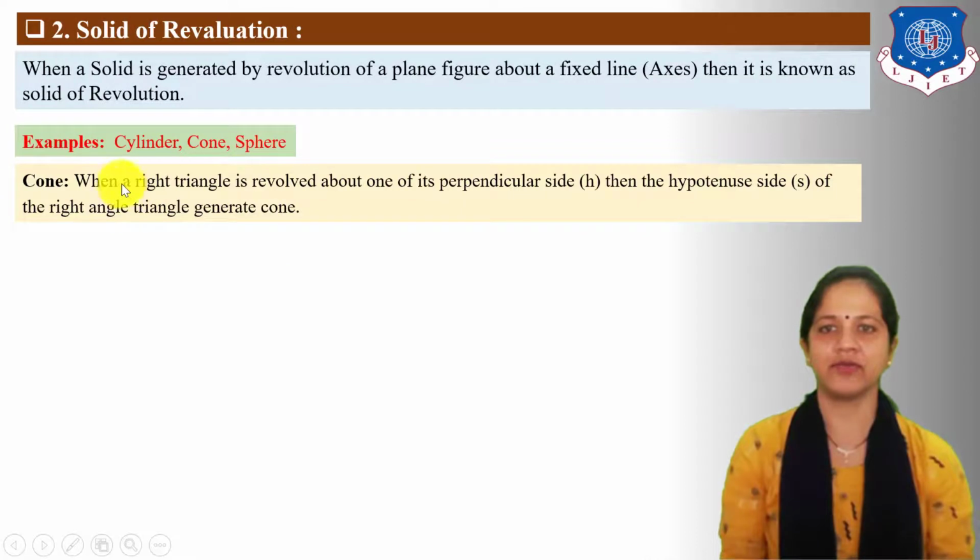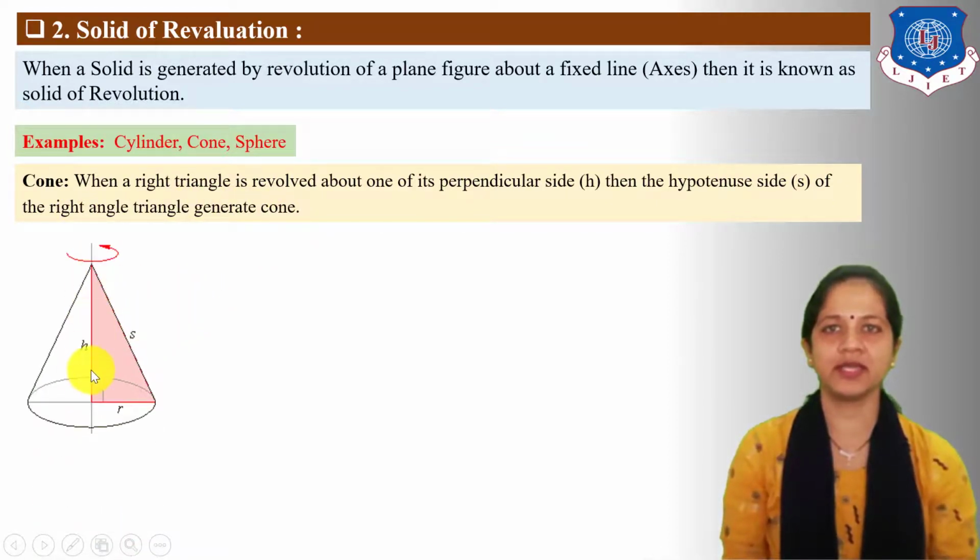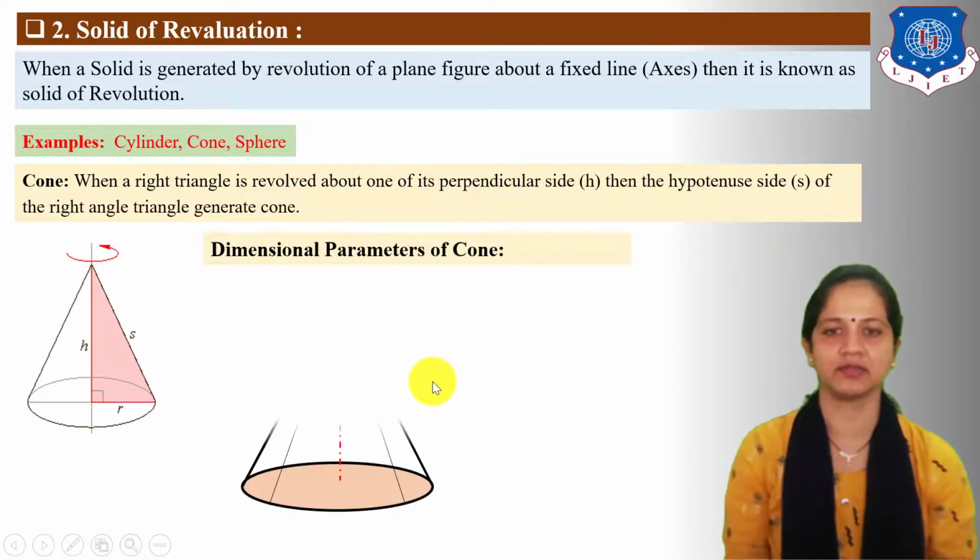cone. When a right triangle is revolved about one of its perpendicular side H, then the hypotenuse side S of the right triangle generates cone. Here you can see right triangle is revolved about H side, then the hypotenuse side S generates a cone. Next, let us understand dimensional parameters of cone.